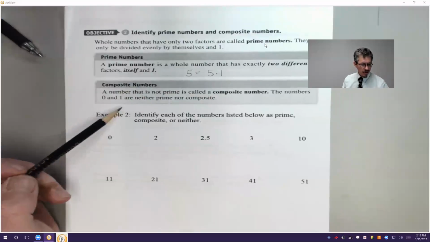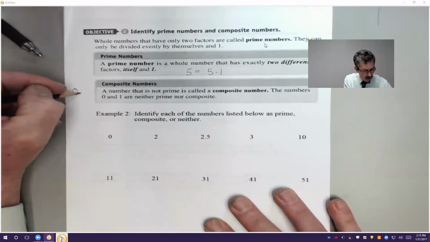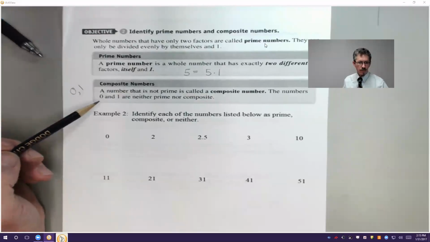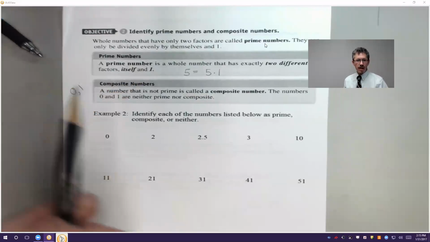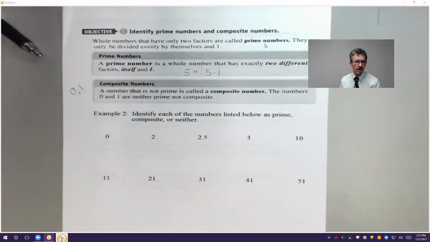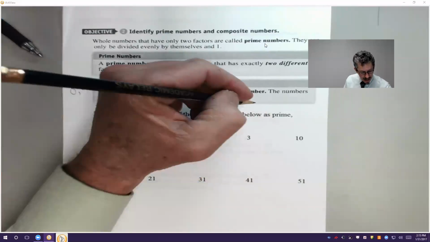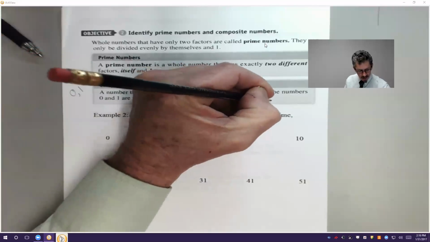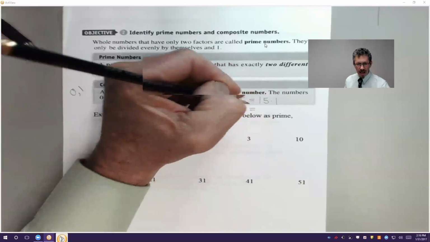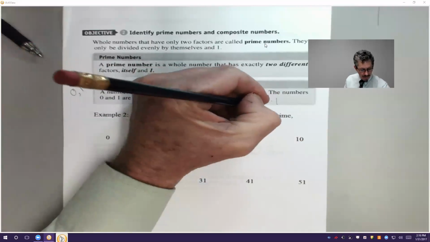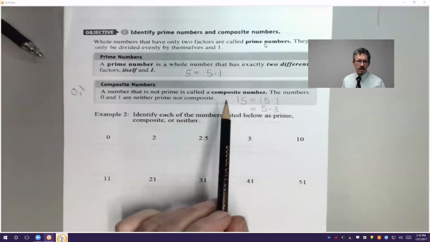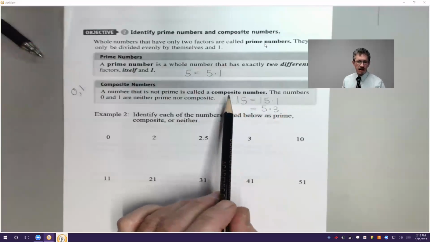Now looking at composite numbers. We have to keep in mind that 0 and 1 are special cases and they're neither prime nor composite. So on to composite numbers. A number that is not prime is called a composite number. The numbers 0 and 1 are neither prime nor composite. So let's look at, for example, 15. Of course, I can write 15 as a product of itself, 15 and 1, but I can write it as a product in a second way, 5 times 3. Since I can find 2 different pairs of factors for 15, 15 has to be a composite number.